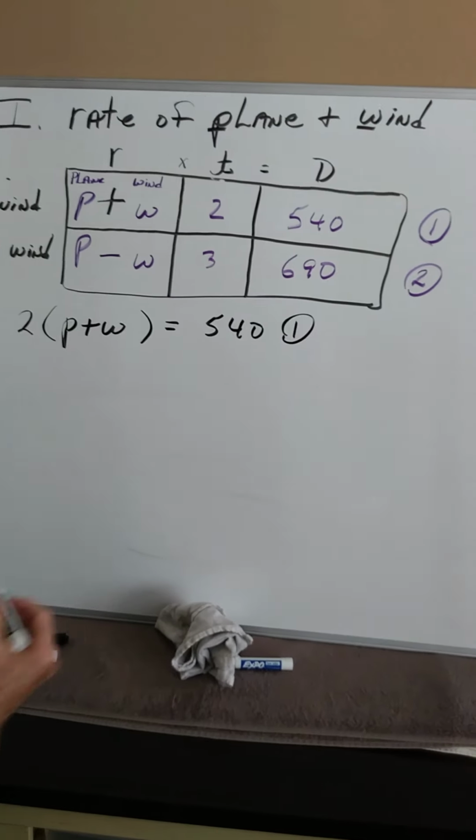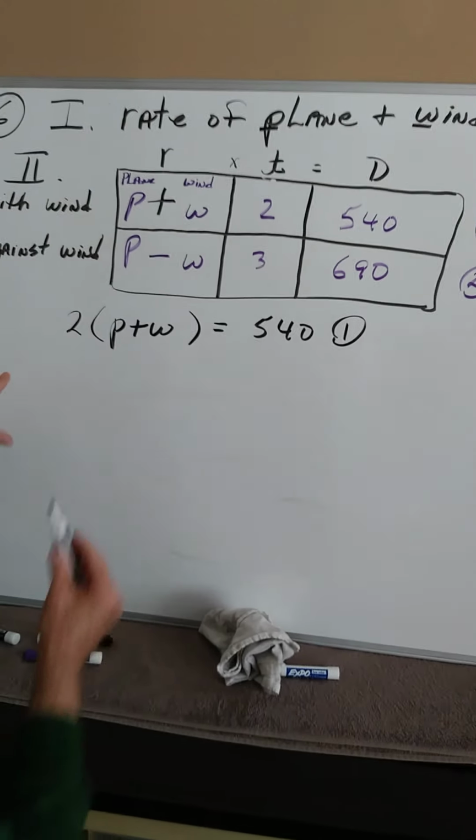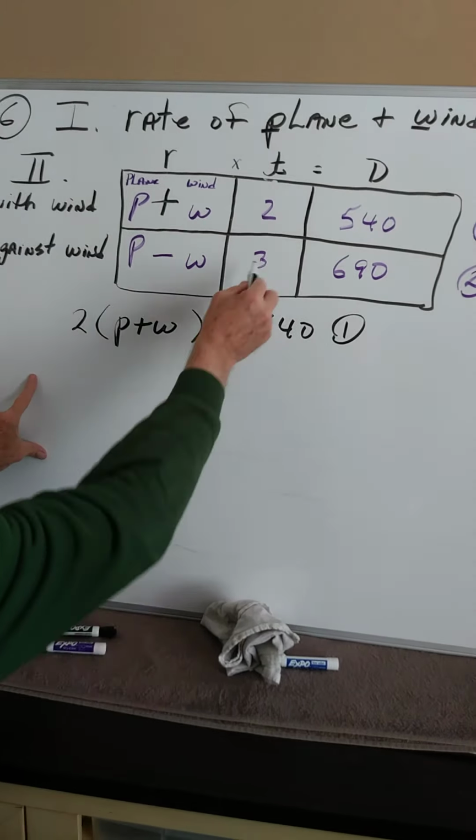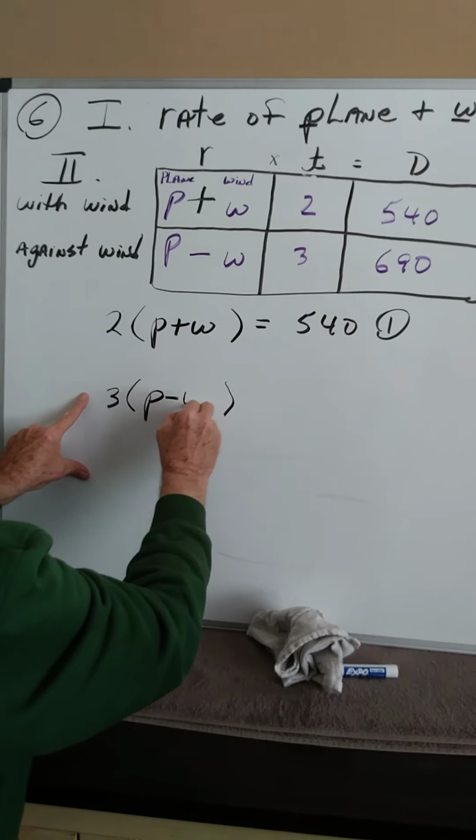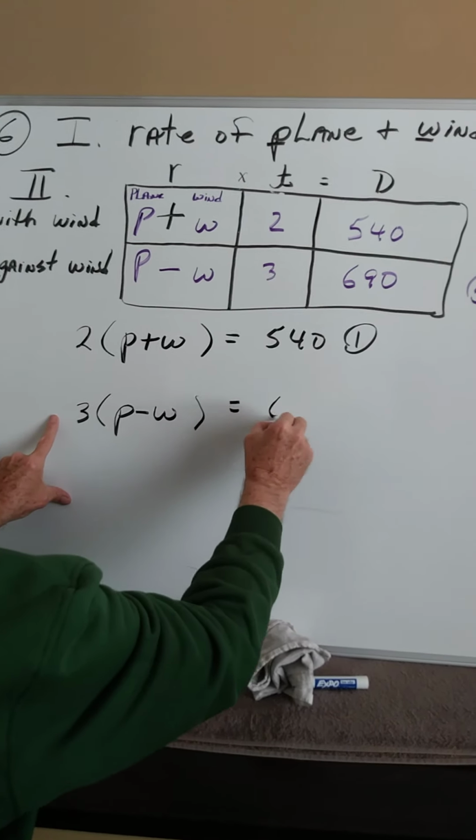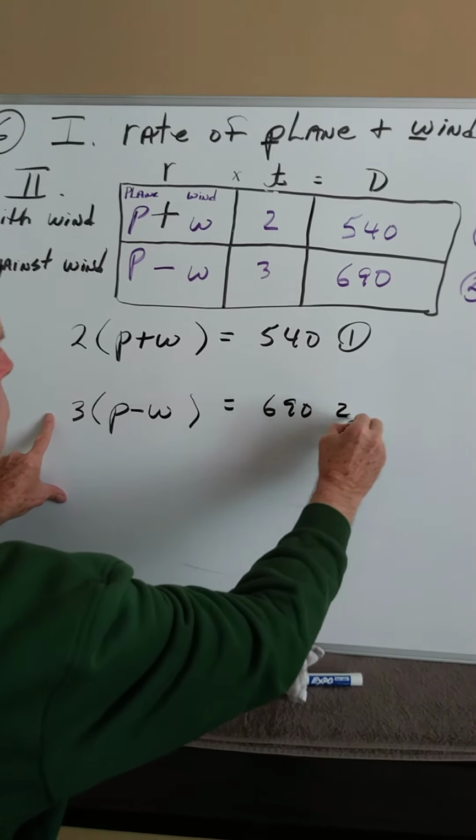That's number 1. Number 2, likewise, we're going to start with the time. We're going to multiply it by this overall rate. I want you to notice I'm leaving some space. You're going to see why in a moment. 3 times the quantity of P minus W is equal to 690. There's number 2.